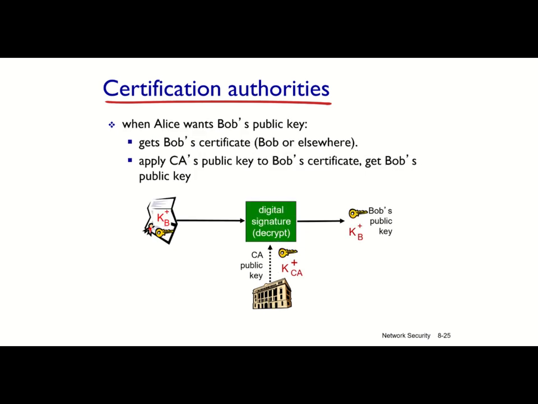So if Bob has a certificate, then whenever Alice wants to find out Bob's public key, she can simply get Bob's certificate and apply the certification authority's public key to it, and this way she can decrypt the certificate and get Bob's public key.